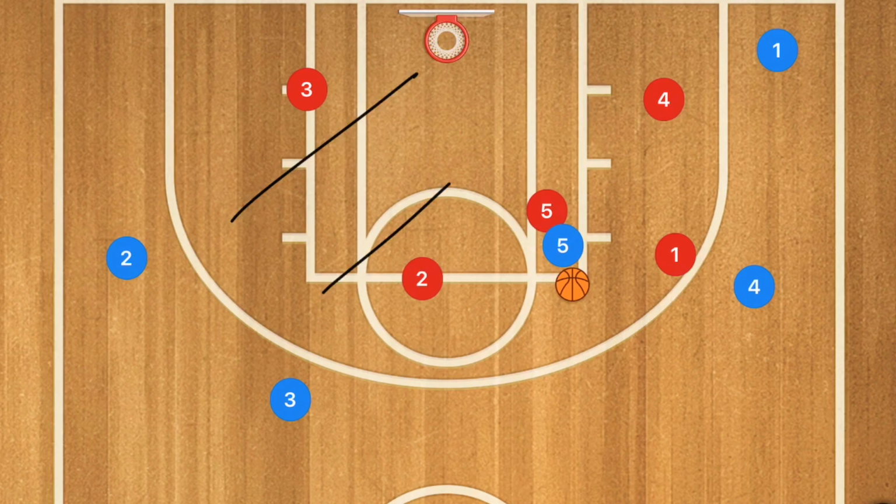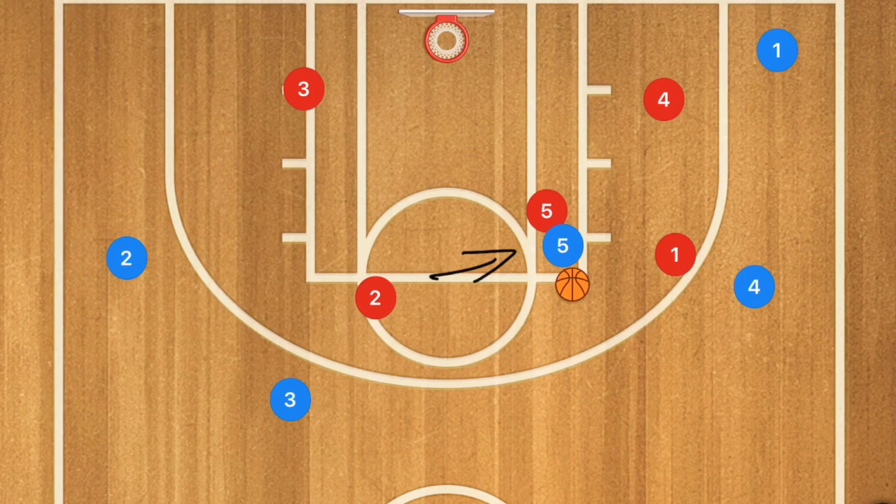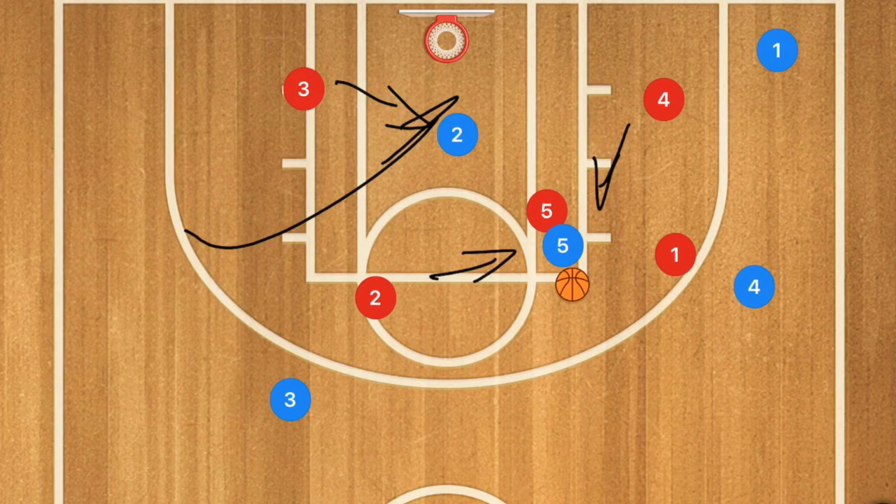You always want to attack these gaps that you will see, especially if defenders are making mistakes by looking at the ball and not necessarily looking at their ball and their man. And if that's the case, if they're looking at the ball, literally any of these players could cut, and a quick high to low post pass will leave them open.